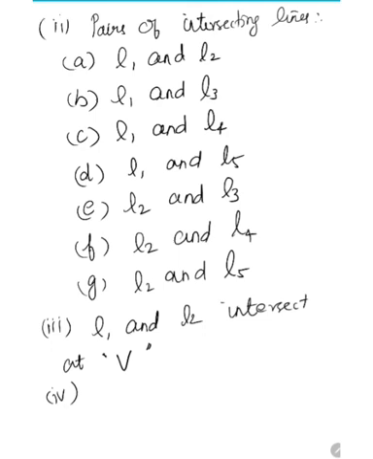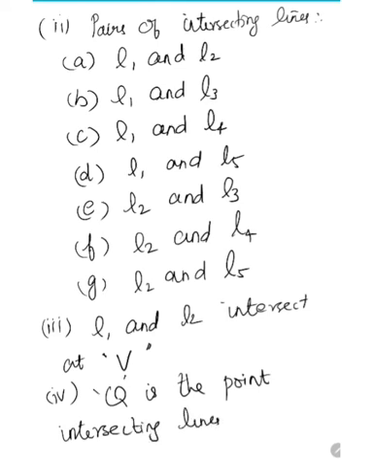The next question is point of intersection of the lines L2 and L5. What is the point intersecting the lines L2 and L5? Q is the point. So Q is the point intersecting the lines L2 and L5.